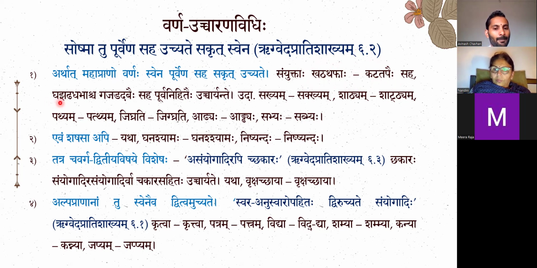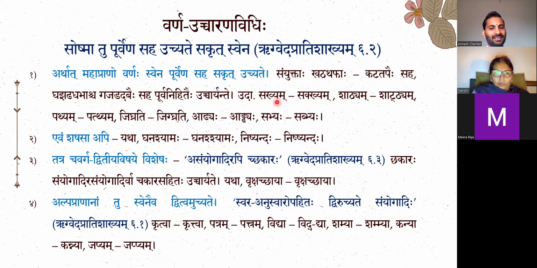Similarly, the fourth letters are also mahapranas, like gha, jha, dha, dha, bha. While pronouncing gha, jha, dha, dha, bha, we have to take the help of ga, ja, da, da, ba respectively. In the sense, while pronouncing the gha letter, we take the help of ga. Similarly, ja with jha, da with dha, da with dha, and ba with bha.